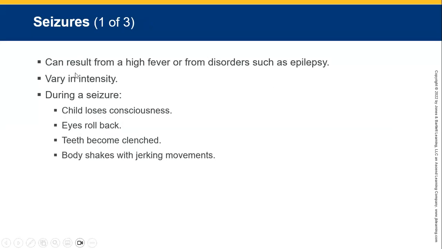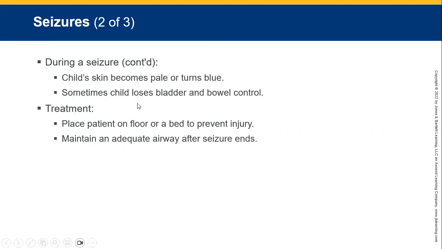The seizures, usually from high fevers or from disorders such as epilepsy, vary in intensity. During a seizure, the child loses consciousness, eyes roll back, teeth become clenched, and the body shakes with jerking movements. Very similar to grand mal seizures. During a seizure, the child's skin becomes pale and turns blue. Sometimes the child will lose bladder or bowel control.